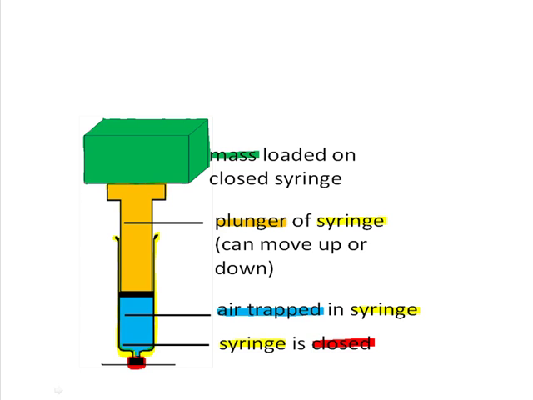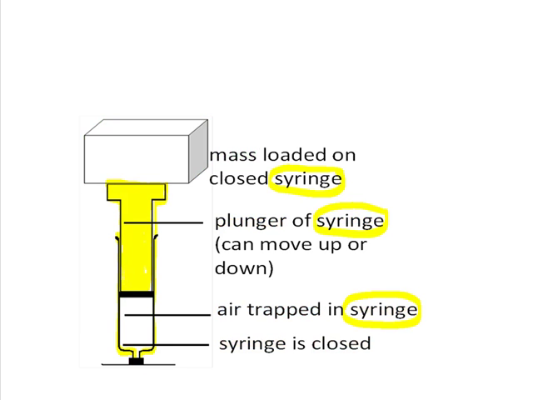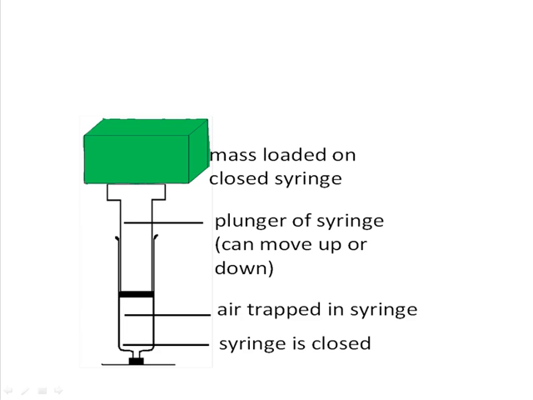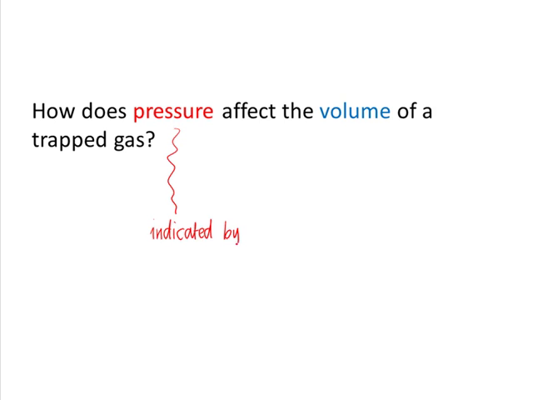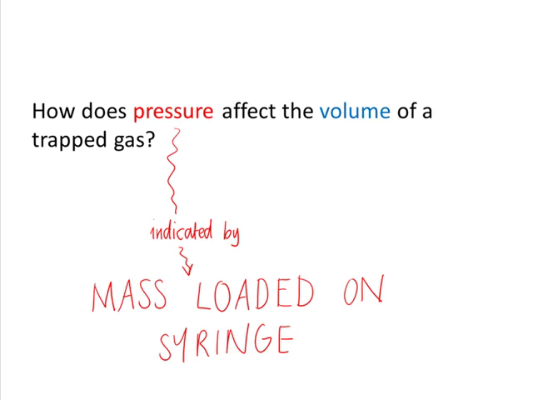This is the apparatus we use. We have a syringe, we trap some gas, probably air, inside the syringe, close the end, and then we load various amounts of mass on the plunger. So the mass loaded on the syringe is our indicator of pressure, and we measure the volume of the trapped gas to tell us the relationship between pressure and volume for a trapped gas.